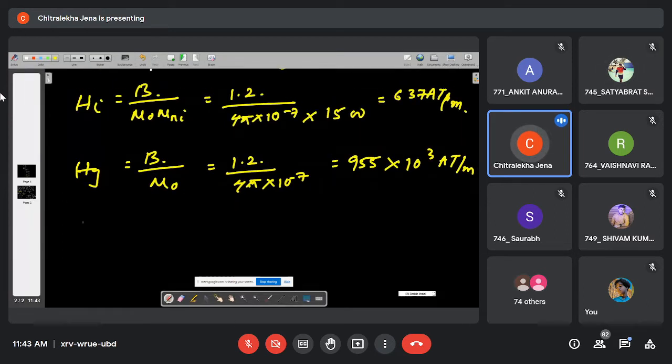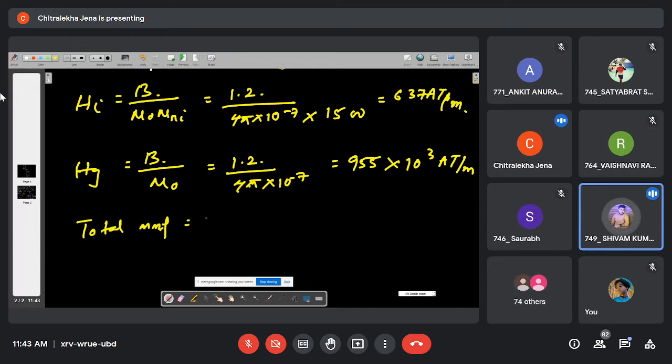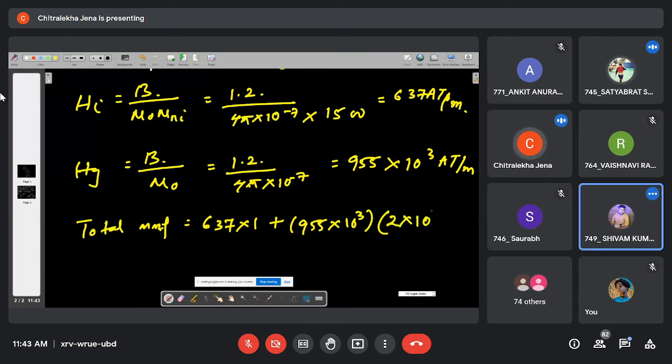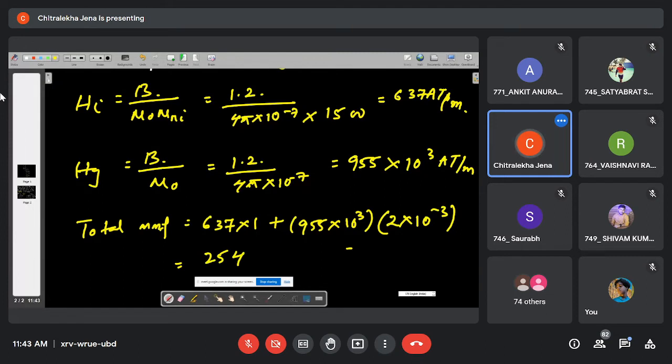So now what will be your total MMF? Ma'am, we will multiply with L. Yes, do it. 637 multiplied with 1 plus 955 multiplied with 10 to the power of 3. 2 mm means how many meters? 2 into 10 to the power minus 3. So this will come as 2547. Done?